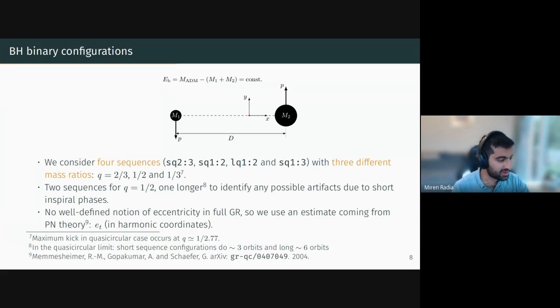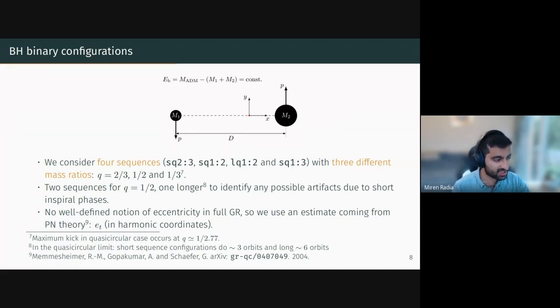So I keep talking about eccentricity, but actually there isn't a well-defined notion of eccentricity in full general relativity, and we use an estimate coming from post-Newtonian theory. There's various different ways of calculating some approximation of eccentricity that reduces to the usual Keplerian eccentricity in the Newtonian limit. But we chose one coming from post-Newtonian theory, and I put the arXiv link at the bottom.